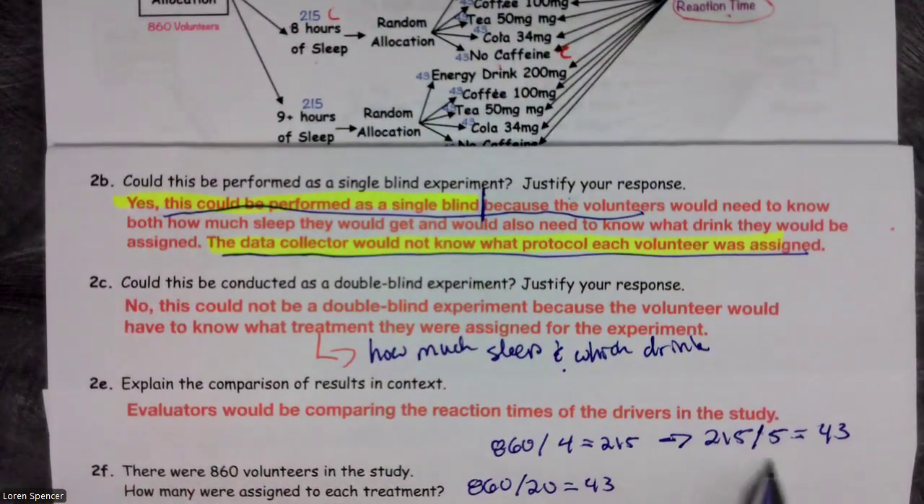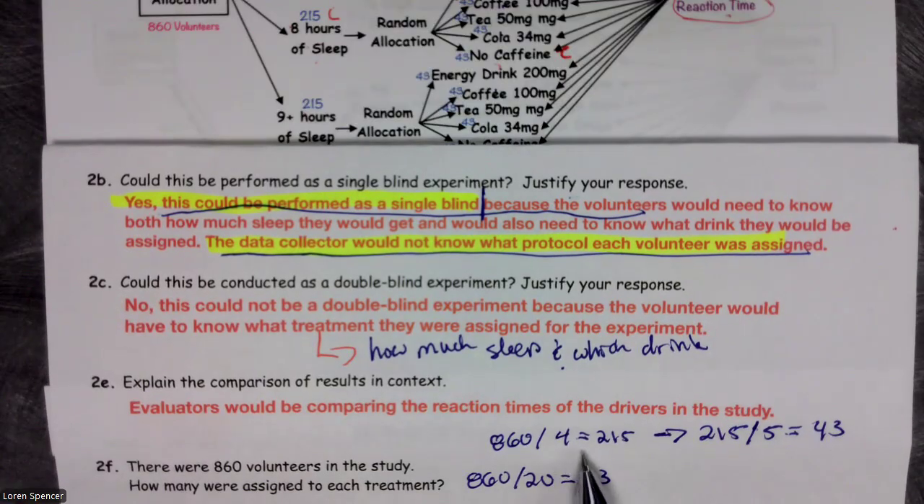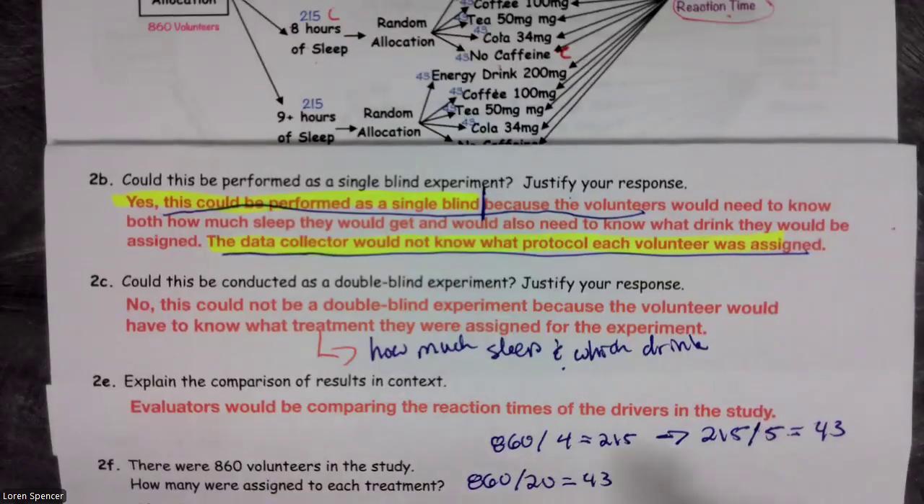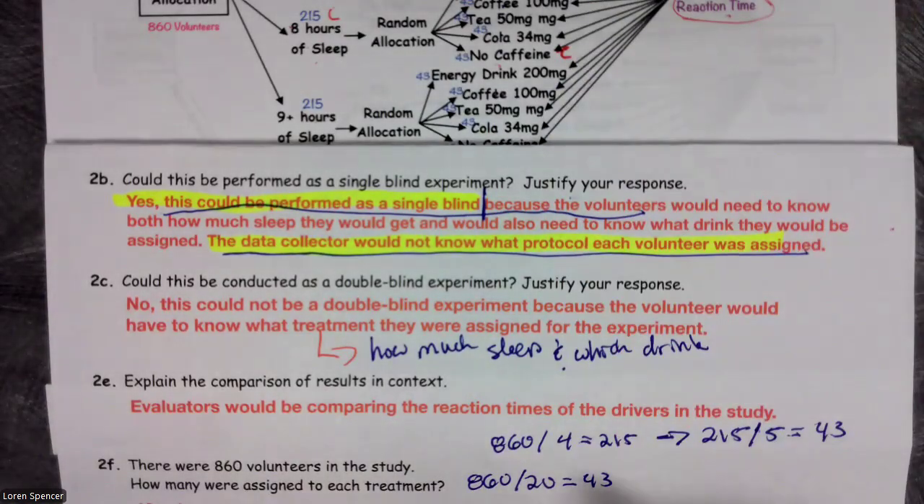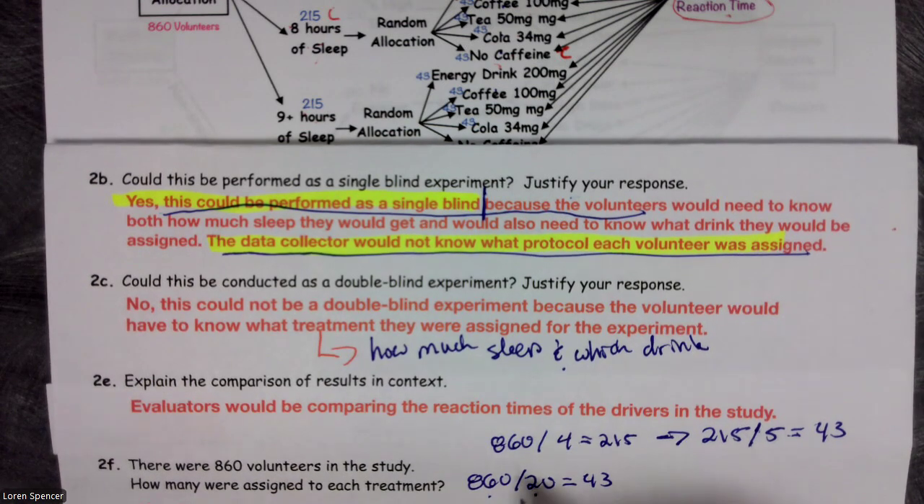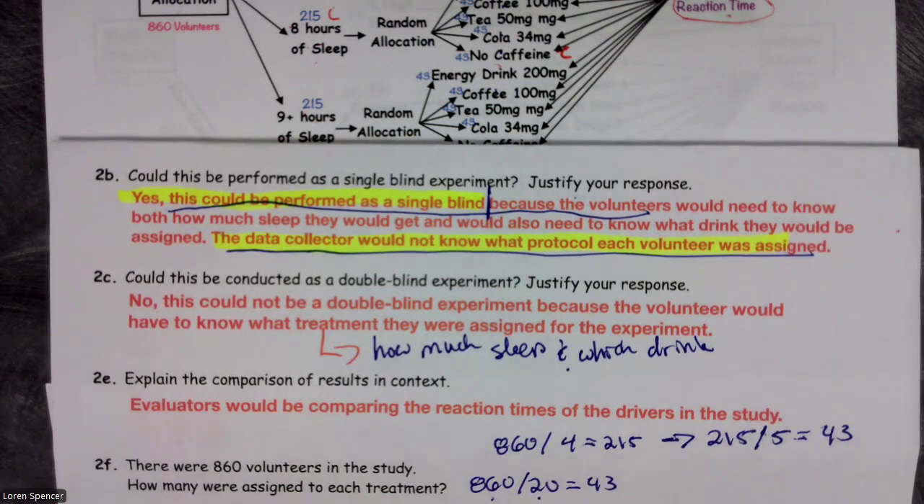So either way, I prefer 860 divided by 4 is 215. 215 divided by 5 is 43. But if you just wanted to count up all the 20 treatments, and we had 860 volunteers, 20 treatments, 860 divided by 20 is 43, and that's perfectly acceptable.